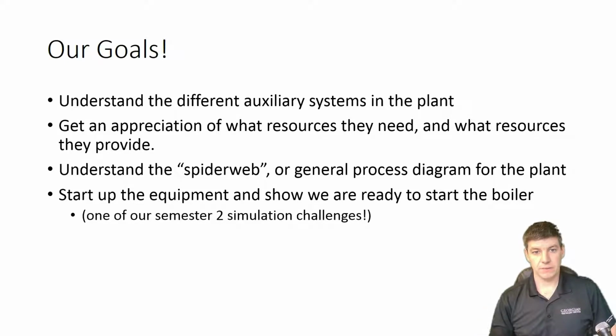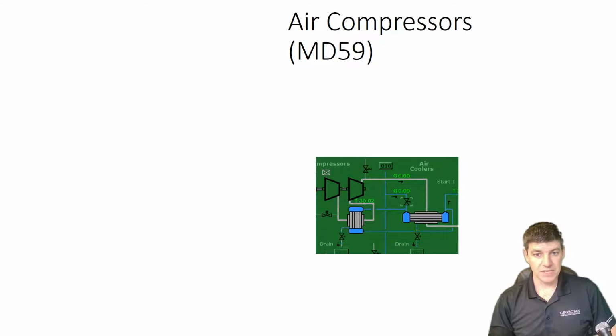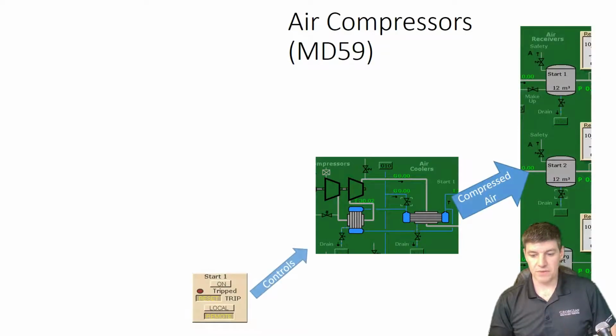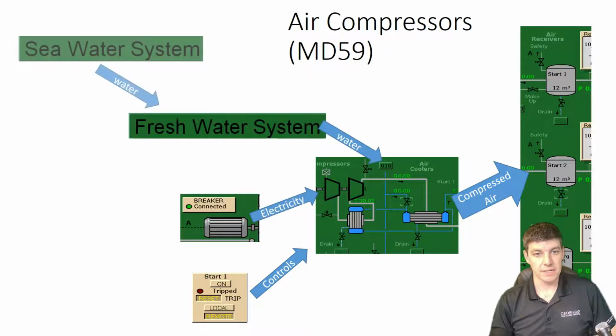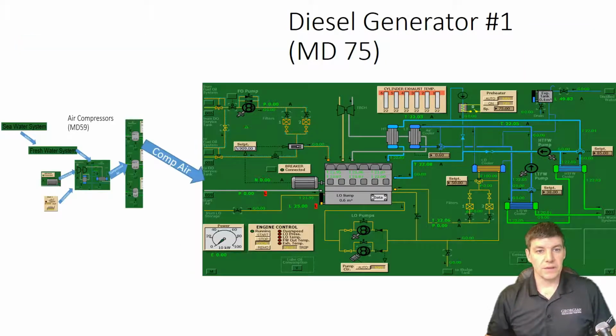Okay, so last week we looked at the air compressors and we realized that the air compressors would provide us with compressed air. But in order to do that, we needed a bunch of things. And so we explored a number of systems that provided the resources to our air compressors in order to provide compressed air. Well, we build off of that this week.